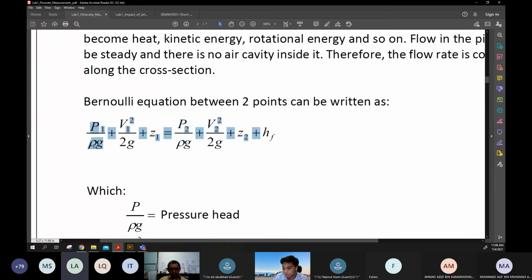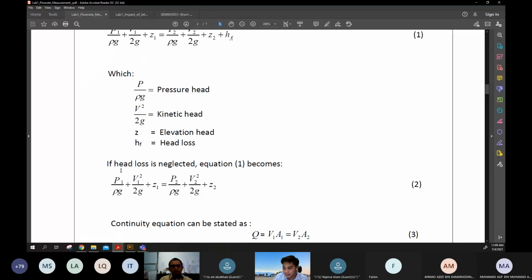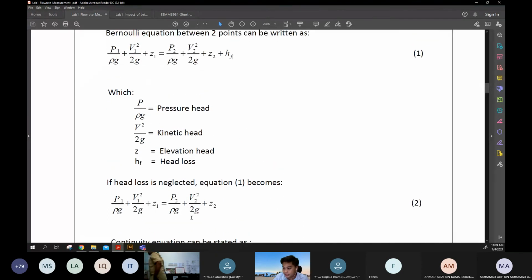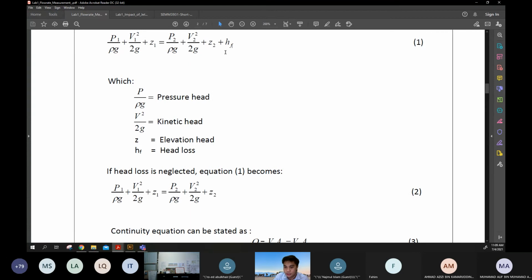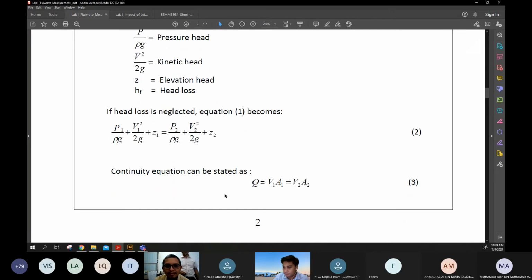Pressure over rho g, and this is the head loss. For this case, we neglect the head loss, and the equation becomes this equation because this term is simply equal to 0. Can you see this from the Bernoulli equation? We assume this is negligible. There is no head loss, so this term equals 0. The second one is the continuity equation, in which Q equals VA, for point number 1 and point number 2.